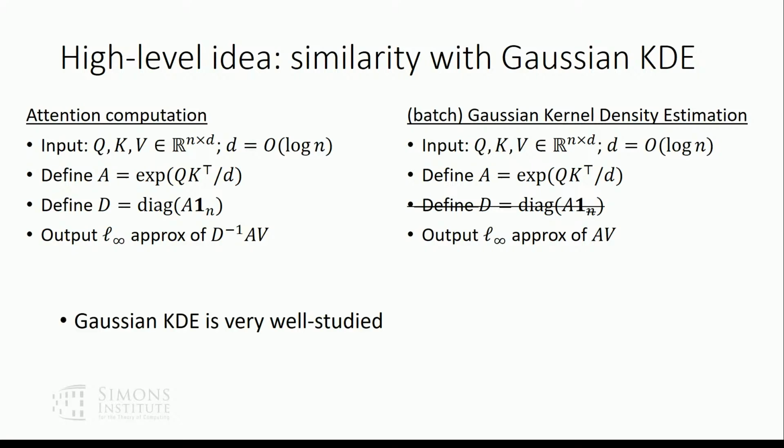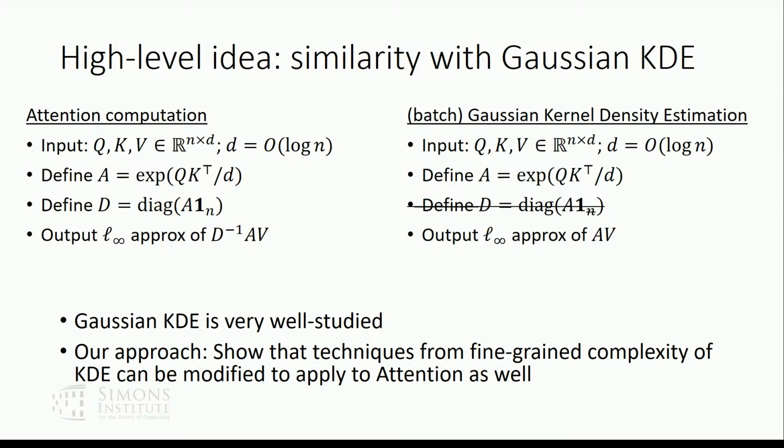And Gaussian kernel density estimation is very well studied. I think there are even at least 2 other talks in this workshop that are going to talk about kernel density estimation. So our approach is to show that a lot of the techniques from the fine-grained complexity of kernel density estimation can also be modified to work for this attention problem. So another way you can think about my talk is kind of giving a survey of techniques in the fine-grained complexity of kernel density estimation, and then modifying them a little bit to work in this situation also.